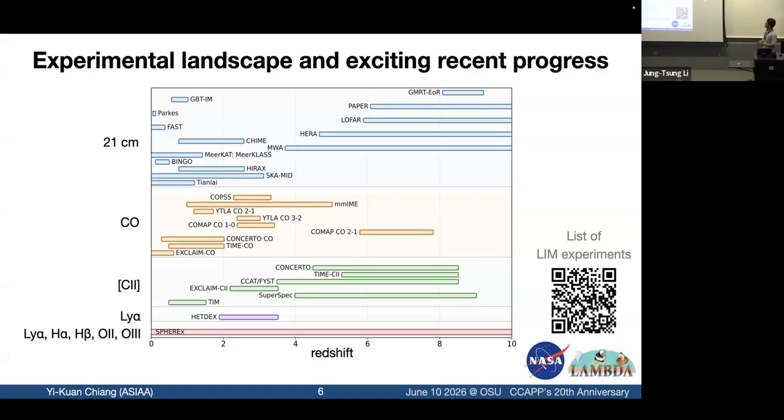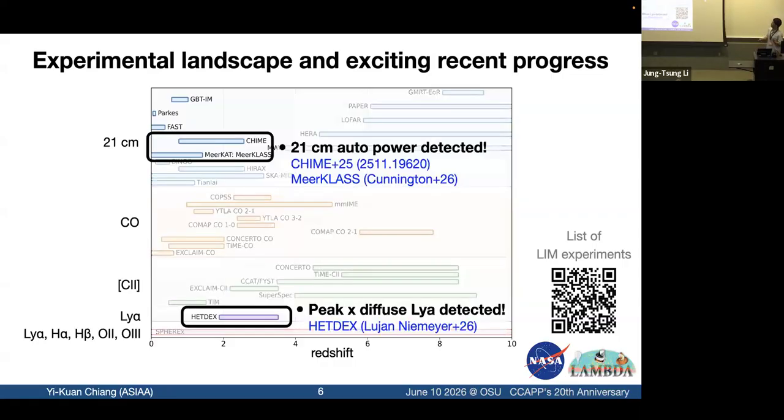Despite the challenge, there is an extensive experimental landscape for line intensity mapping for several key lines, for example, 21 centimeter HI transition, CO and C II, Lyman alpha, and optical lines. And very recently, there is exciting progress on the 21 centimeter HI transition. Later last year and earlier this year, there are two collaborations, CHIME and MeerKLASS, independently reporting first detection of 21 centimeter fluctuation autocorrelation. So those are big milestones after more than a decade of LIM experiments. And there are also interesting detections of diffuse Lyman alpha from a ground-based experiment, HETDEX.